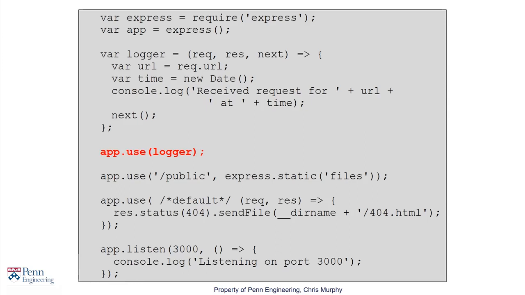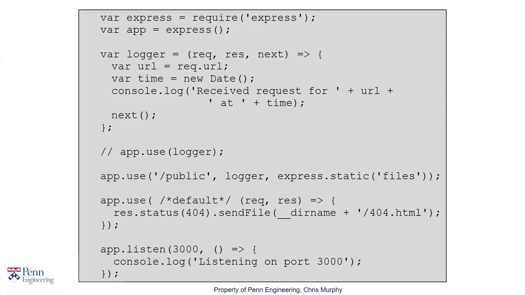It's going to be in the chain of any request that we get. Now perhaps, though, in this case, we only want to have the logger used when we access the static files in the public folder, but we don't want the logger to be used, for instance, when we have the 404.